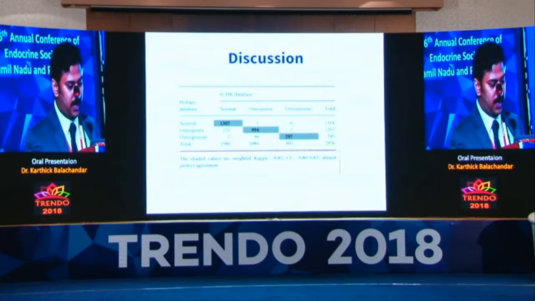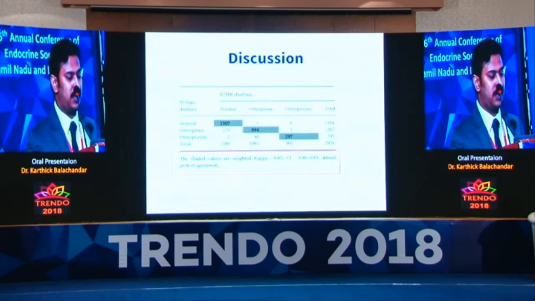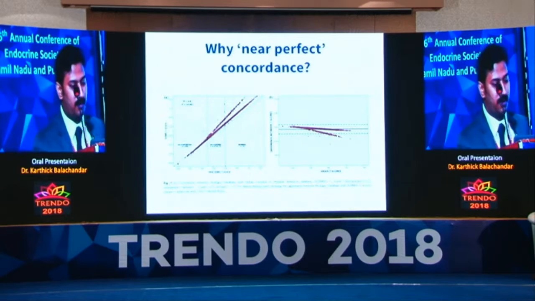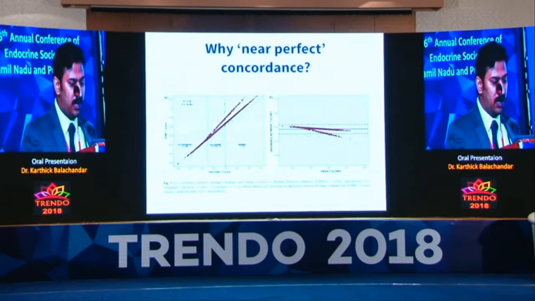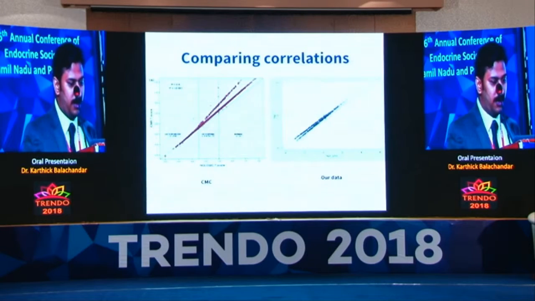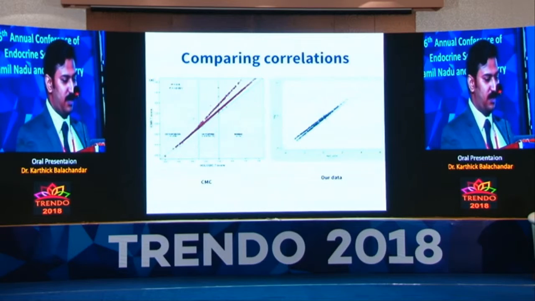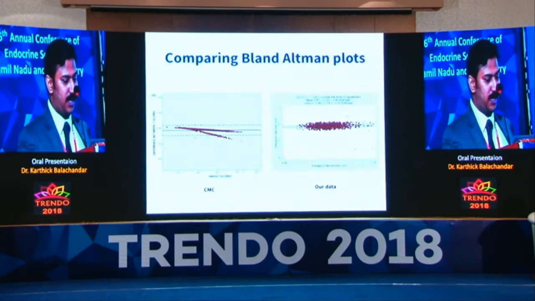So we see the shaded values with a kappa value of 0.82, which means that there is almost perfect agreement. Why would they say there is a perfect agreement? Because of these two graphs, the one on the left and the one on the right. When we compare the correlations between the CMC and our data, it is the same. When we compare Bland-Altman plots, it's almost the same.